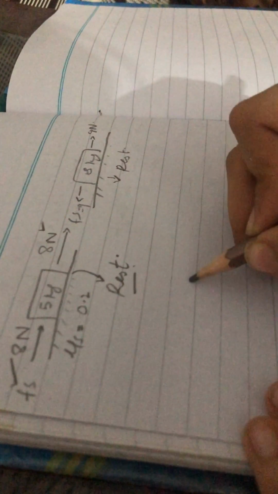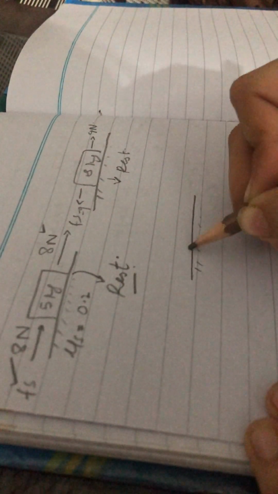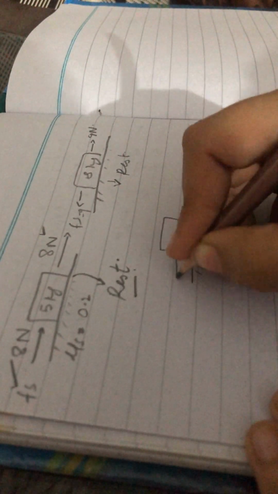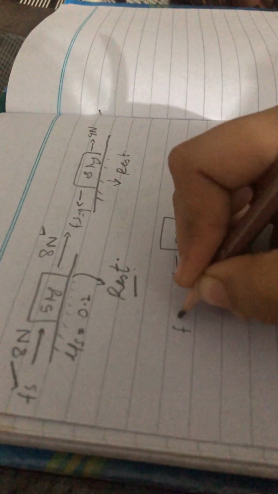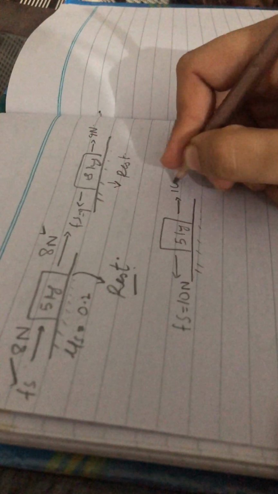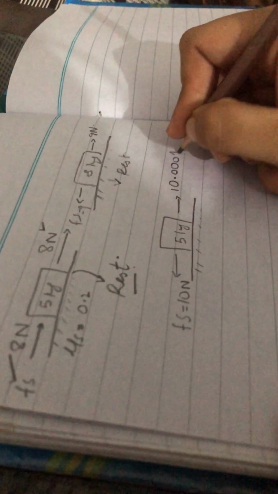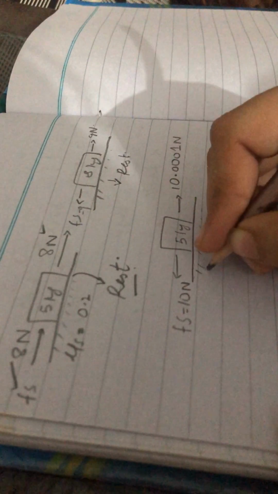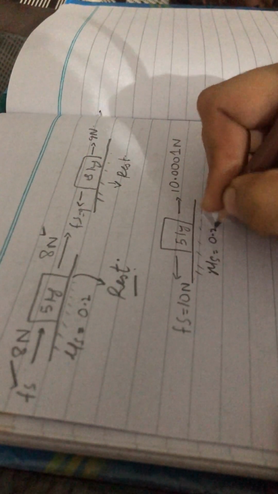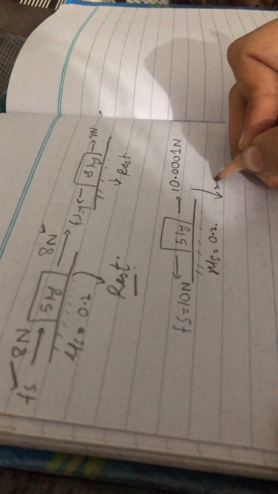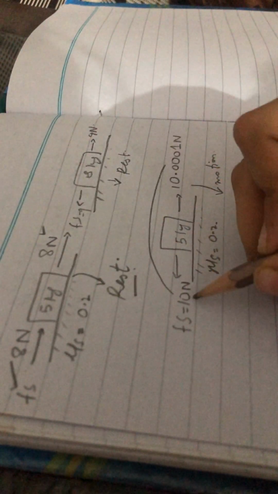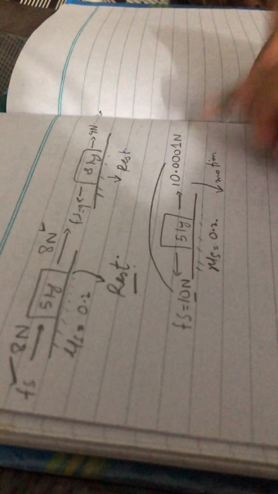Now suppose this is a surface and this is the same body, 5 kg, right? After that, suppose this static friction is 10 Newton, and this applied force is 10.0001 Newton, and mu s is equal to 0.2, right? So this body will be in motion, because you can see these both are not equal. This is 10 Newton, this is 10.0001 Newton.